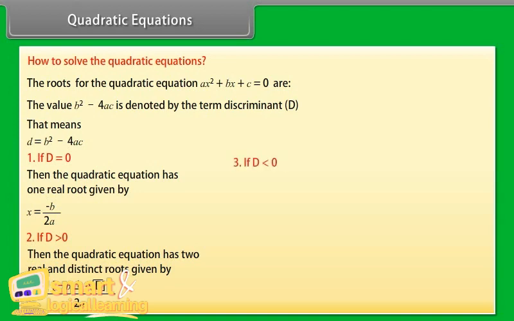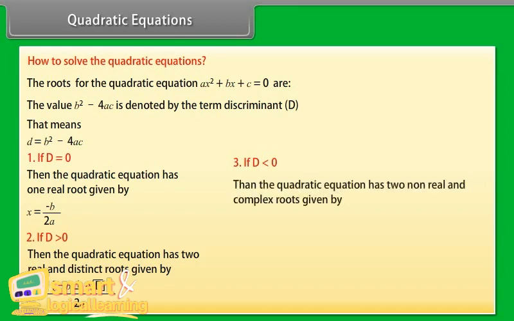3. If d is less than 0, then the quadratic equation has two non-real and complex roots given by x is equal to minus b plus minus iota under root minus d by 2a, where iota is imaginary number.